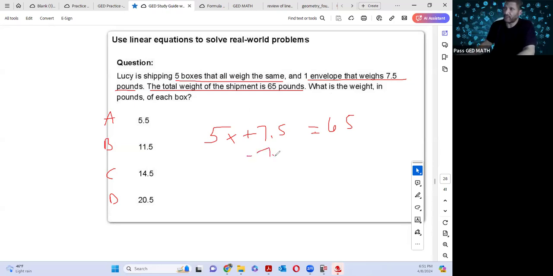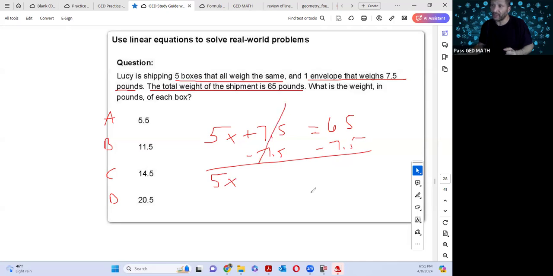So I subtract 7.5 from both sides. Again, that's a decimal. Don't let it concern you. You should know I have 2 terms on the left side. I'm trying to get x by itself. I need to get rid of positive 7.5. How I get rid of a positive 7.5 is negative 7.5. Whatever I do on one side, I do on the other. I bring down my 5x. My 7.5s cancel. I bring down my equal. And 65 minus 7.5 is what? 50, what?